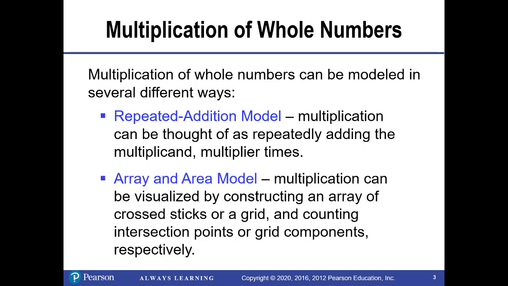Another way we could picture multiplication is as an array or an area. Your textbook gives some nice picture examples of both of those things. If we're looking at an array, we're looking at sort of the intersection points on a grid or with crossed craft sticks or something like that. It also could be used as area when we look at the area of a rectangle is length times width, which is multiplication, right? 4 feet times 3 feet is 12 feet squared.